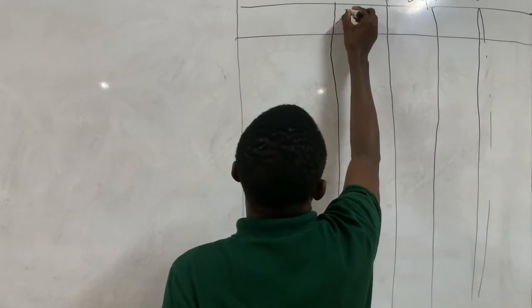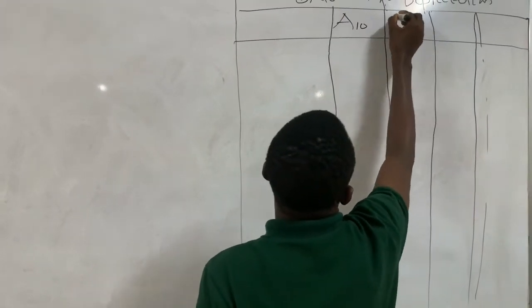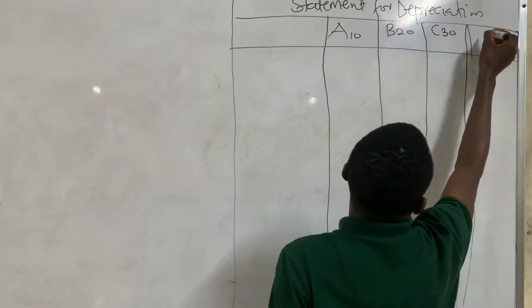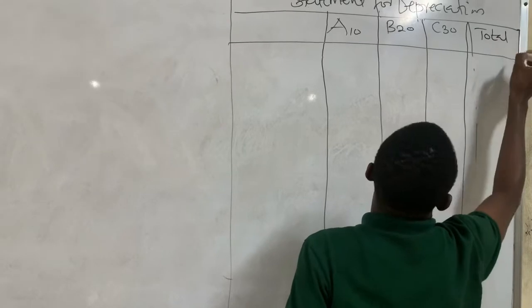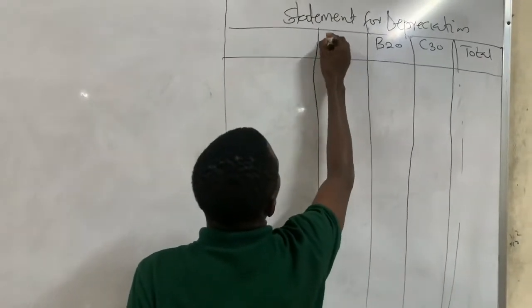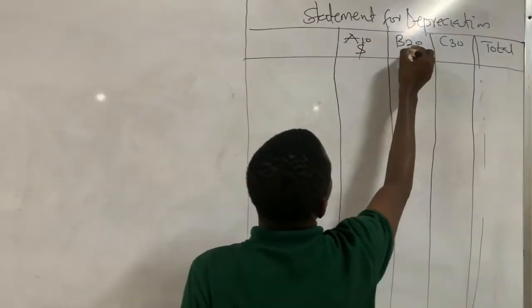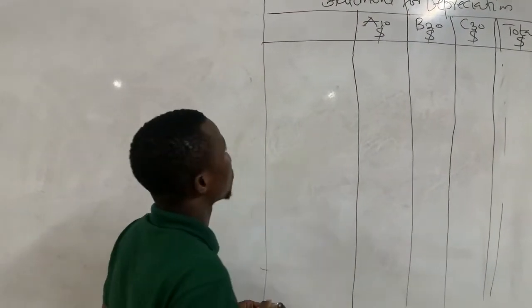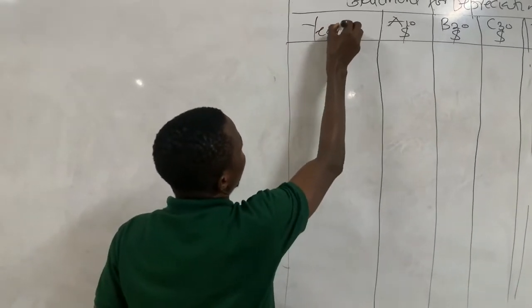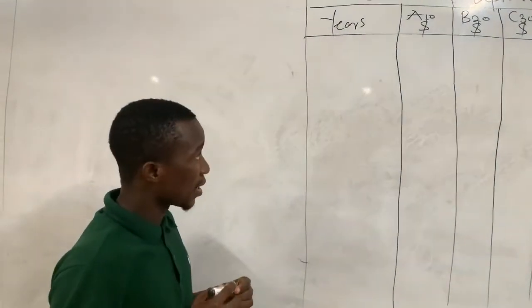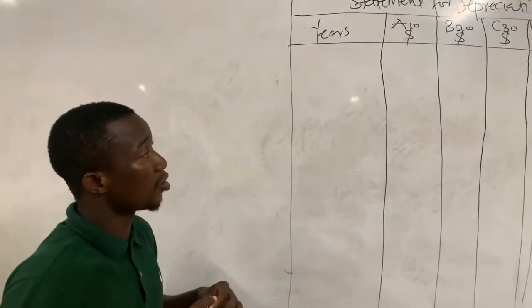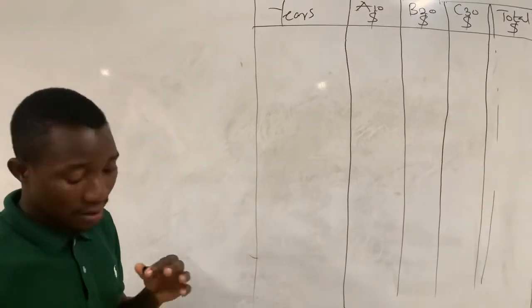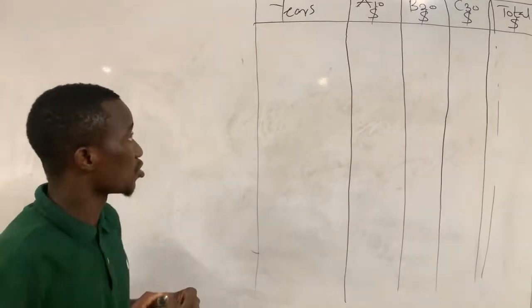So we have motor vehicle A10, B20, C30, and there will be the total. Bring my currency sign. So this will be the years. We are going to prepare the statement for depreciation according to the years, and the way they acquire the asset and its disposal.